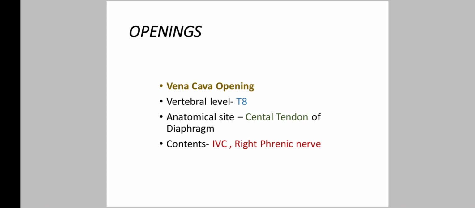So what is the vertebral level of this opening? It is at the level of T8. If you want to make a mnemonic for it, you can see in the words vena cava there are 8 letters. So you can remember the vertebral level as T8. Where exactly is it situated? It is situated in the central tendon of the diaphragm.